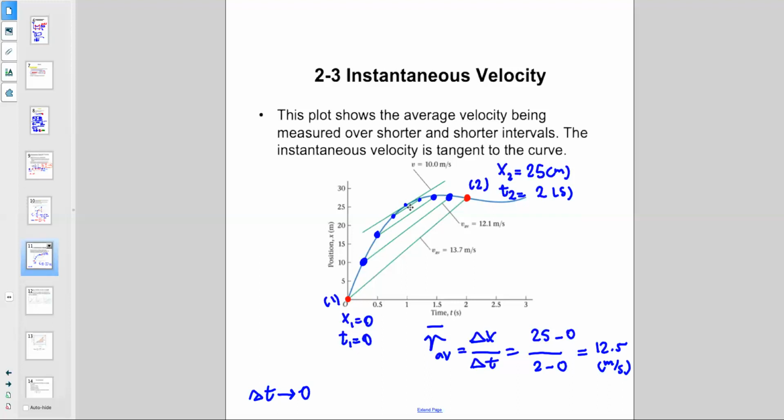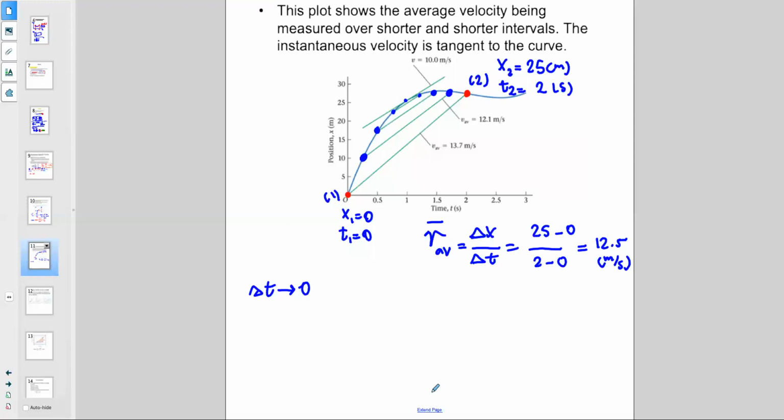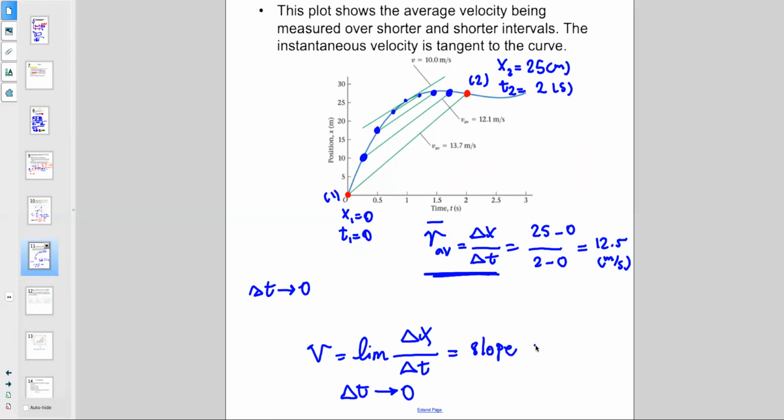Meaning that if I find the slope of a line, then I'm just finding the instantaneous velocity. So in other words, the instantaneous velocity, which I just show by v, I'm not putting a v average, is the limit of delta x over delta t, okay? But delta t is really, really small because these 2 points are getting close to one another. And what it means, it is the slope of the tangent line.